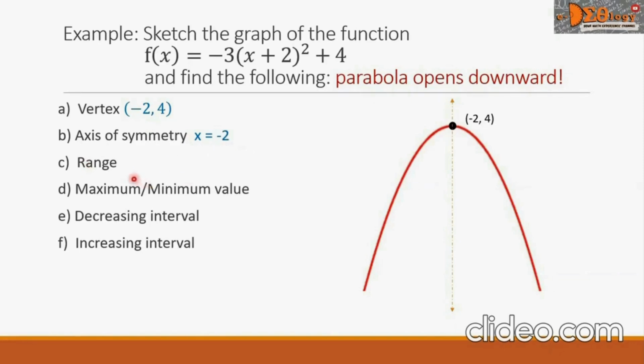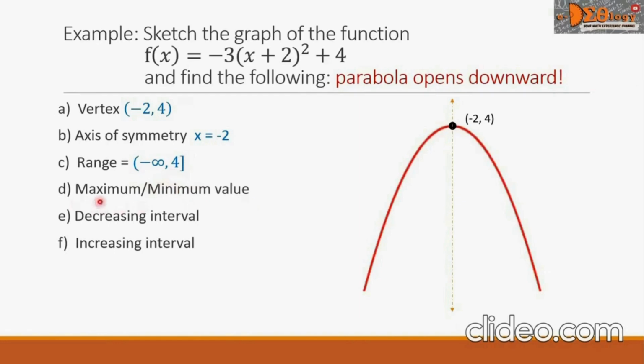For the range, we have the formula, negative infinity, comma, k, and we use the square bracket. This k is the y-coordinate of the vertex. So we will just substitute the k. It becomes 4. The range now is negative infinity, of course we use the parenthesis, then comma, 4, and the square bracket.